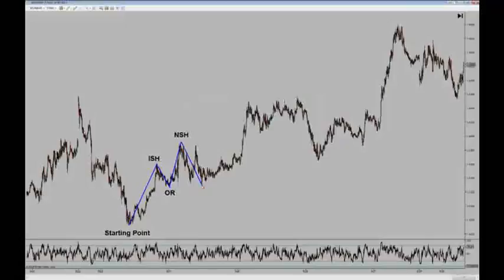Now we watch the pattern continue. We get an outside return, a deep one, but doesn't break past our previous one. New structure high. Outside return, new structure high. Outside return. We fail to put in a new structure high here. And then finally, we get an outside return that comes below our previous outside return, and that's when we can start thinking trend reversal.